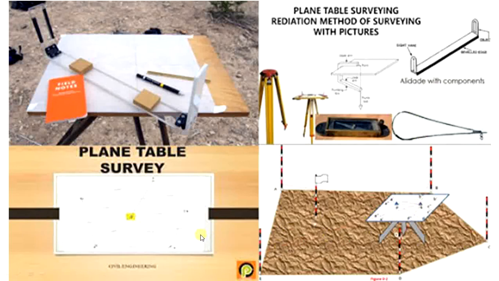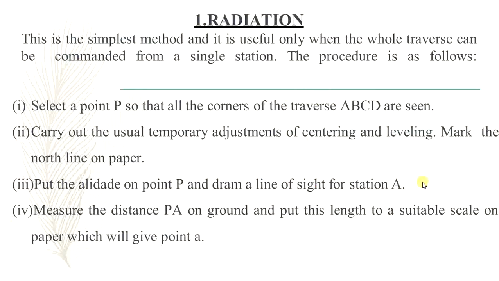These are two methods we will see in the next slides of plane table survey. The first is the radiation method. Then we will see the methods of the plane table in detail, one by one. Okay, let's start. The first method of the plane table is the radiation method.